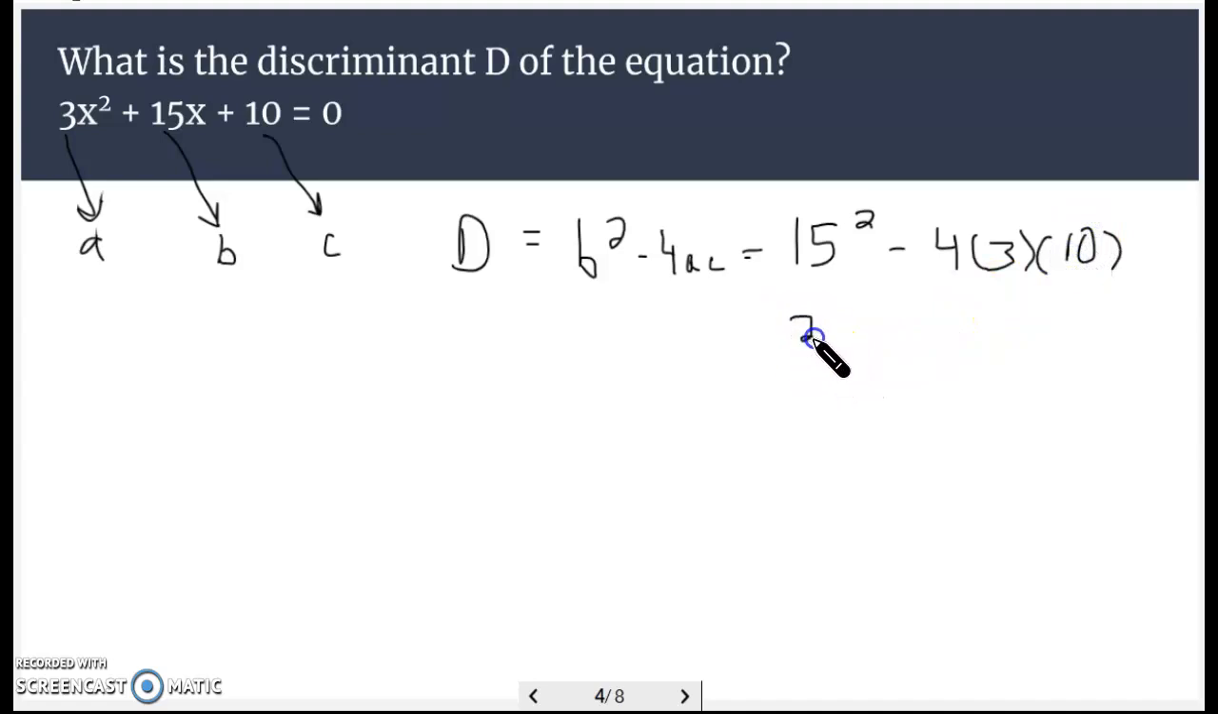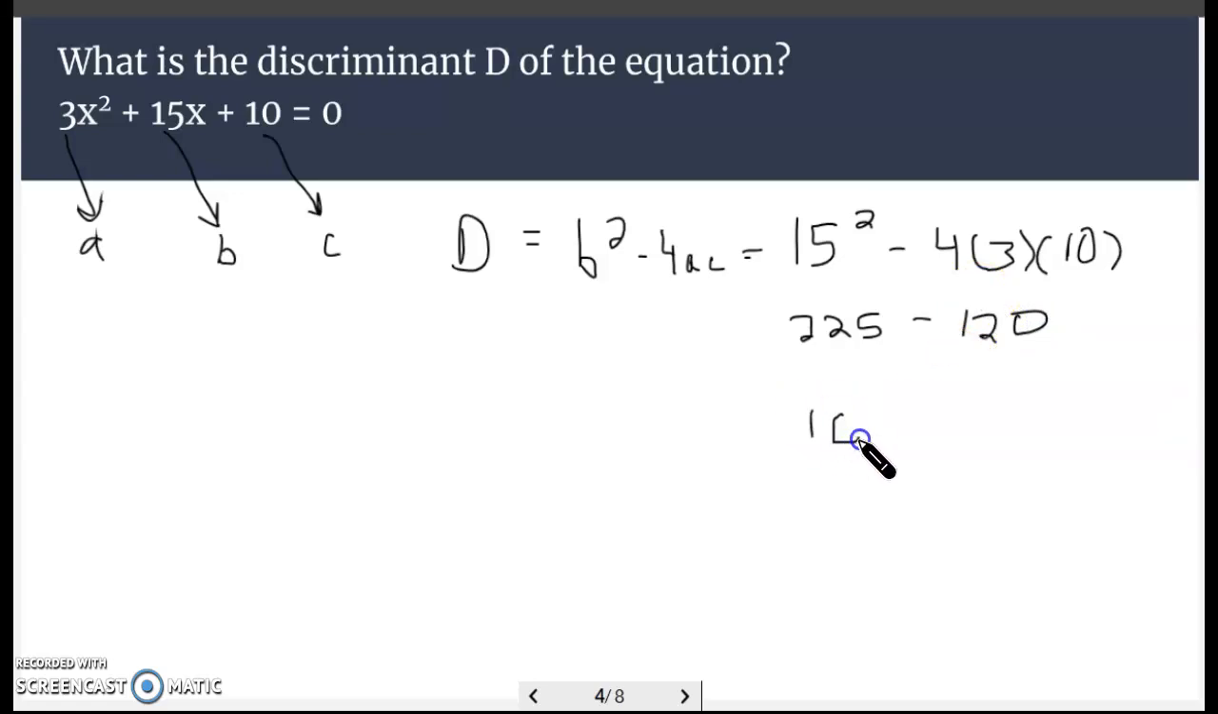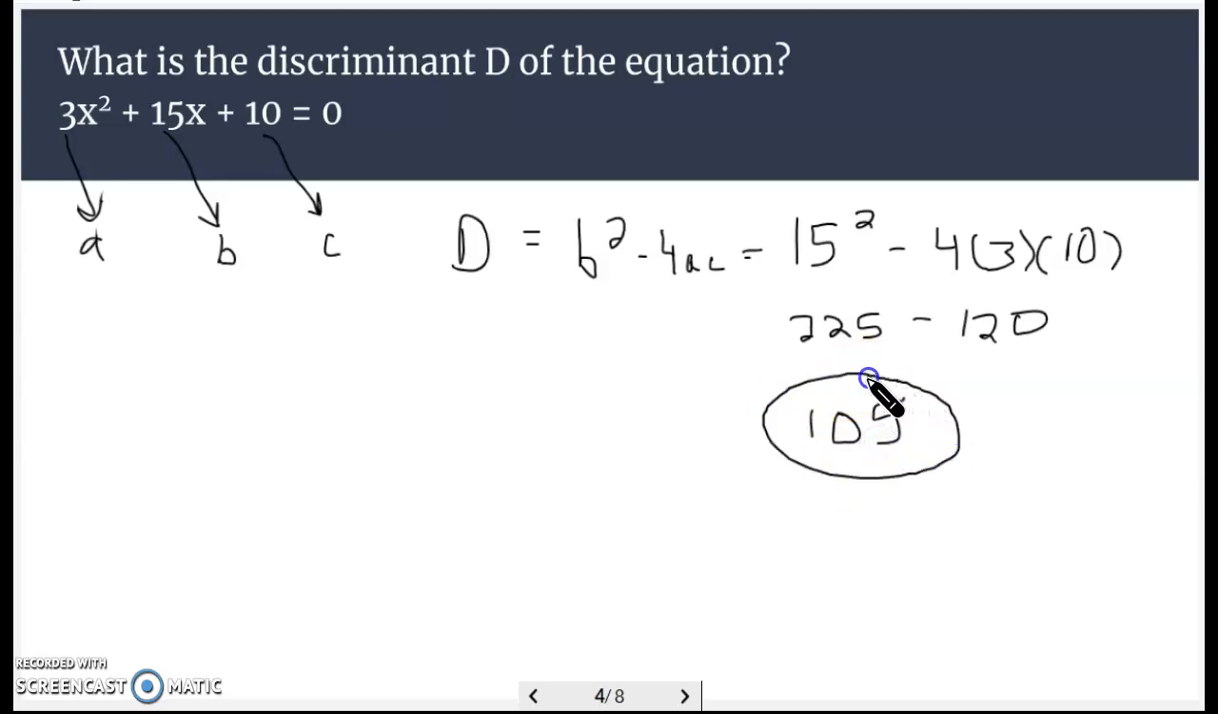15 squared, 225. 4 times 3 times 10, 120. 225 minus 120, 105. Alright, so that's the discriminant. And we could tell something about the solutions to the quadratic. 2 real solutions for sure. Since this number is not a perfect square, the answer would be irrational. They would have 2 irrational solutions.